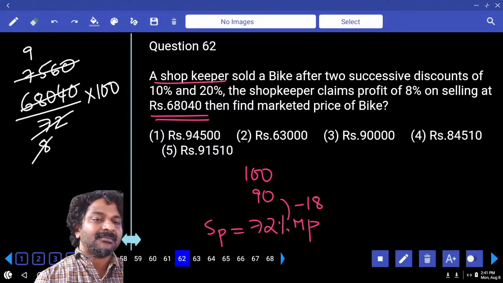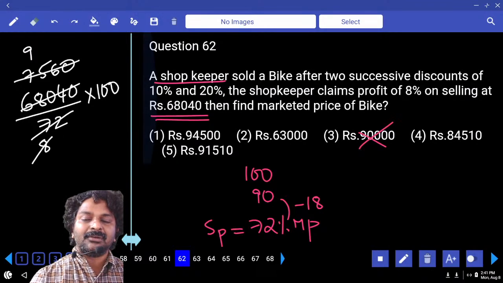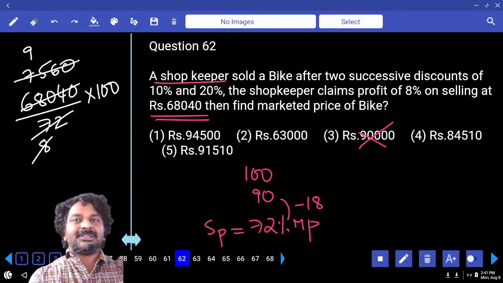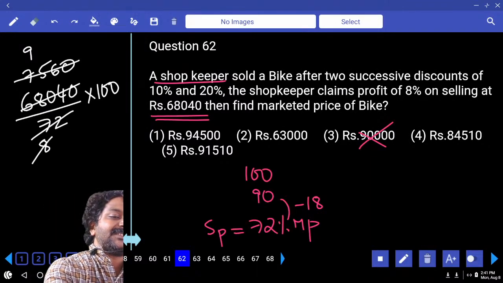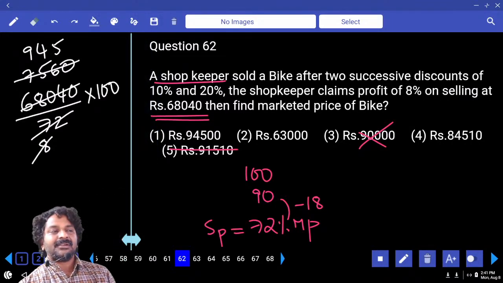Three. More correctly, not even three, only two. We won't get 90,000, right? After 9 times, some amount still remains. 72, 36 is left, 4 times. How many options are there? Only one. It should be 945 into 100.